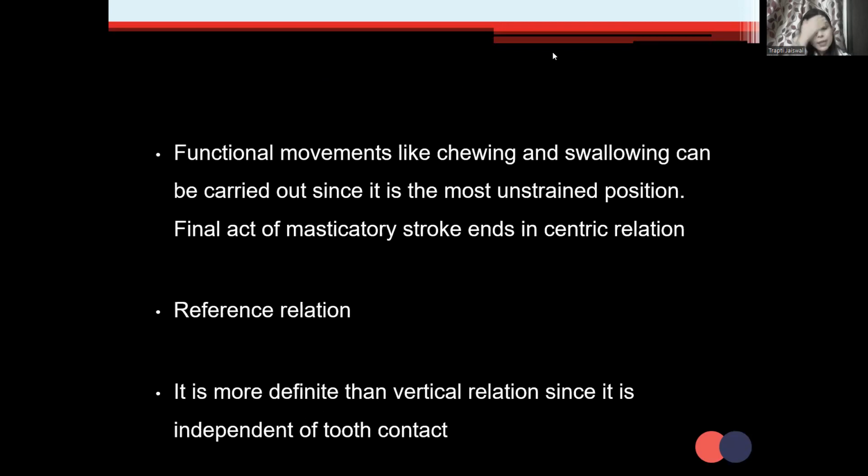Functional movements like chewing and swallowing can be carried out because it is a very comfortable position for the patient. It also acts as a reference relation, and it is better than the vertical relation. It is more definite because vertical relation is dependent on tooth contact. When the teeth come in contact, at that position we determine the vertical dimension of occlusion. But this relationship is independent of tooth contact, so it is more definite, and all the movements are carried out in this position because it is the most comfortable position for the patient.